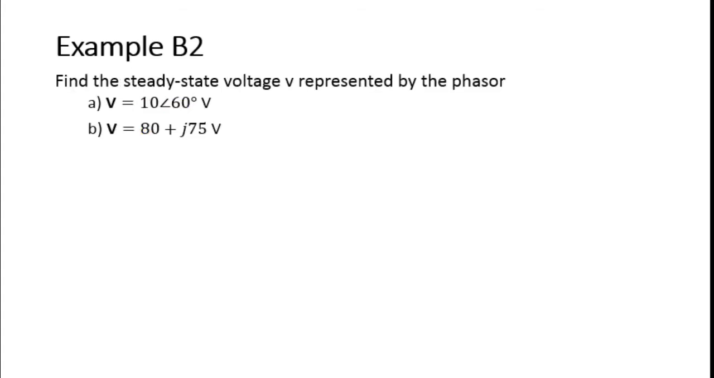Example B2. Here, the voltages are in phasor. We need to determine the steady-state values of the voltages. In question A, the phasor voltage is in polar form, while in question B, it is in the rectangular form. The answer for part A is very straightforward. We just convert the voltage from the frequency domain into the time domain. Use a small letter to distinguish v(t) from its phasor form. Therefore, v(t) equals 10 times cosine(omega t plus 60 degree) volts. The omega is used to represent the angular frequency, as its value is not provided in this question.